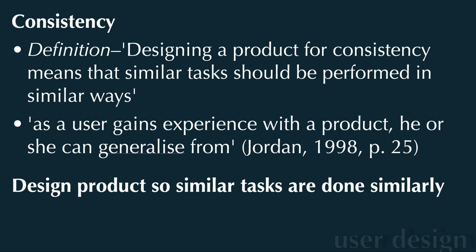The definition of the term: designing a product for consistency means that similar tasks should be performed in similar ways. From this, as a user gains experience with a product, he or she can generalize. So when you're designing a product, design it so that similar tasks are done similarly, so that you can take the cognitive load that is expended on the first task and then do the similar uses in similar ways.